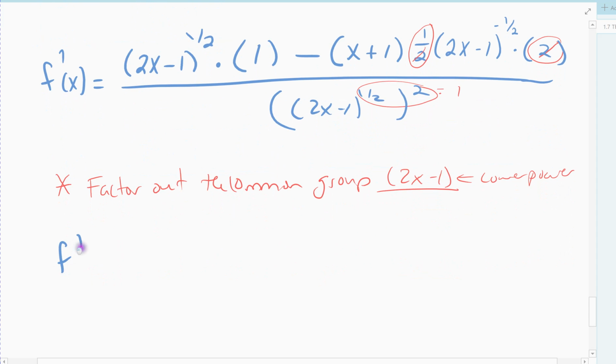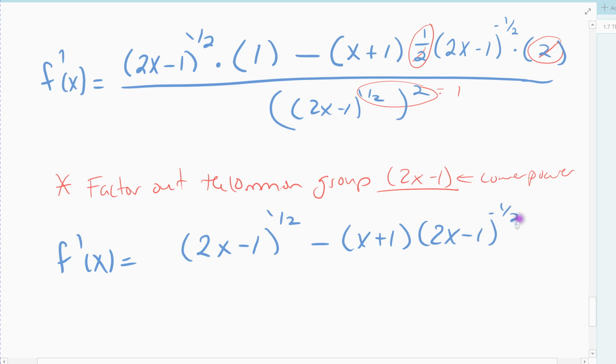So now to factor out, maybe I'm going to rewrite it, cleaned up a little bit before I do my factoring. All right, so up top, this is 2x minus 1 to the 1/2 minus x plus 1 times 2x minus 1 to the negative 1/2, right? I simplified the 2 and the 1/2 there, and then this just simplifies to 2x minus 1 to the first. All right.